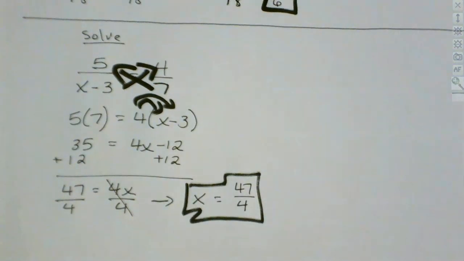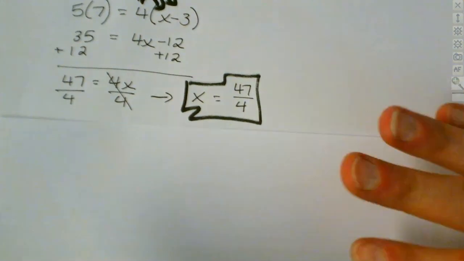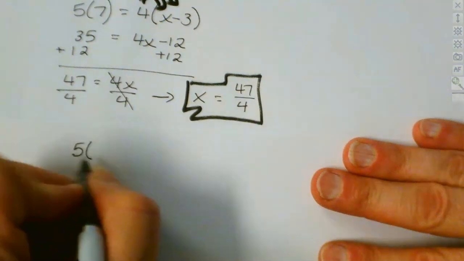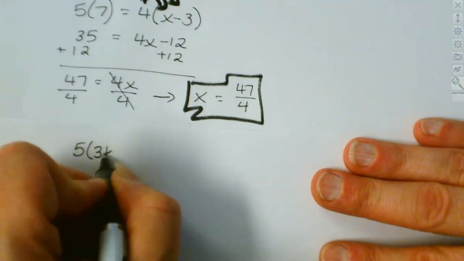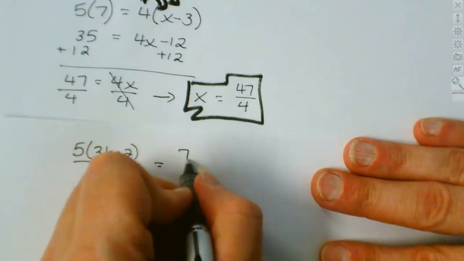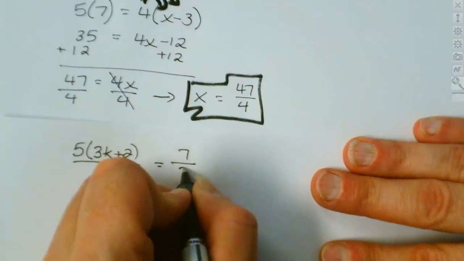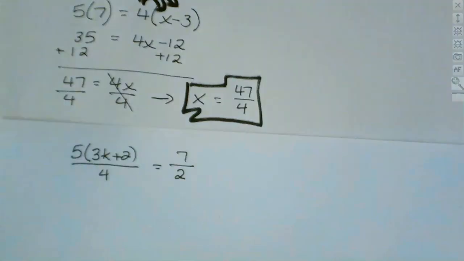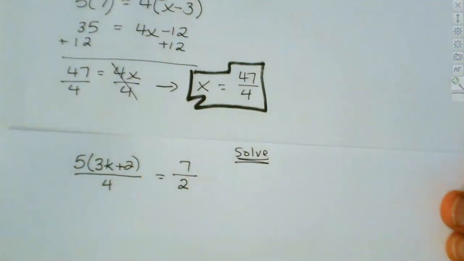Okay, let's do another one. We'll just keep increasing these. They get a little bit more difficult, but not much at all. It's the same steps as we've done before. So this one, how do we work on this one? Well, different ways of handling it.